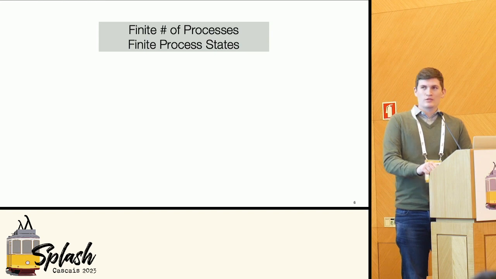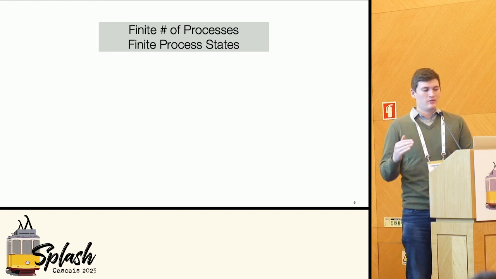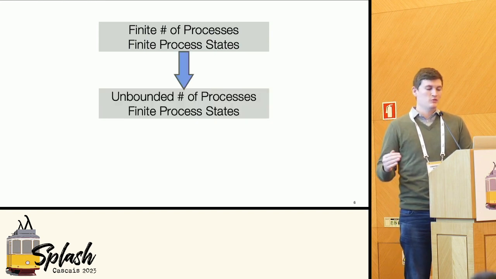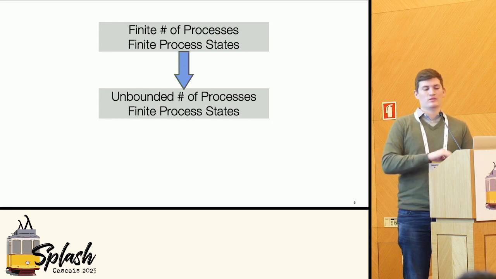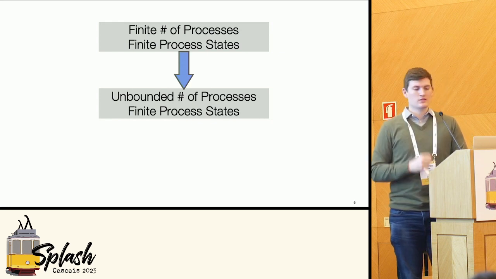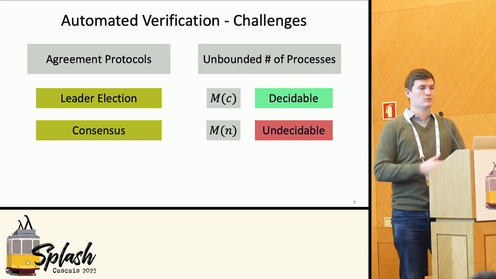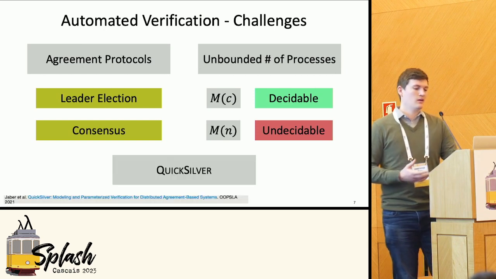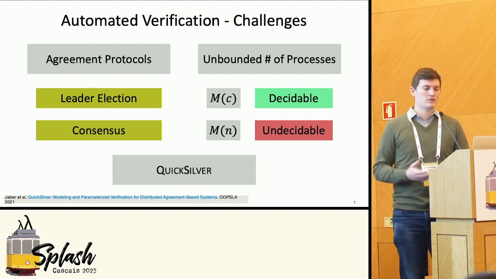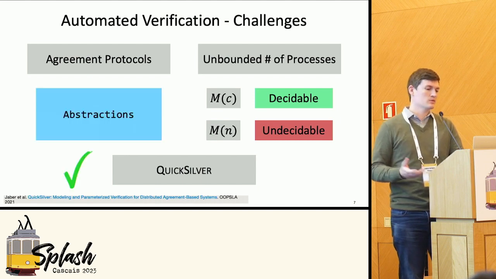So we essentially want to move from being able to verify fully finite systems to being able to verify some parameterized systems automatically. And that's not an easy thing to do. But thankfully, a couple of years ago, along came a tool called Quicksilver. This is some existing work which has made some nice strides in tackling these problems.